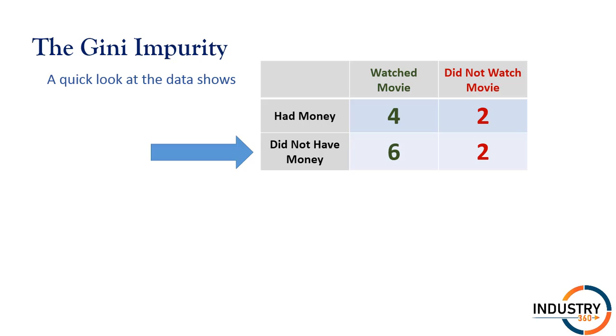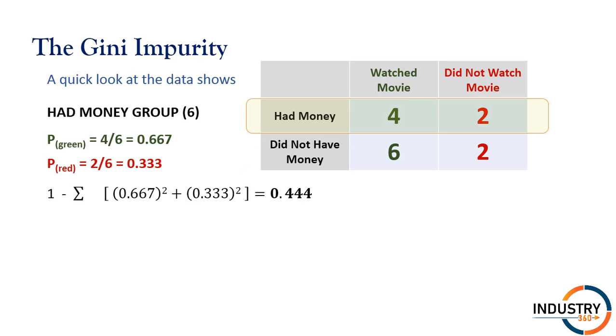First, we look at the group of people who had the money. From this group, the probability of picking up a person who had watched the movie is 4 by 6. Also, the probability of picking up a person who had not watched the movie is 2 by 6. So these are our two probability values. We are going to square them up, add them up, and subtract from 1. This gives us a value of 0.444.